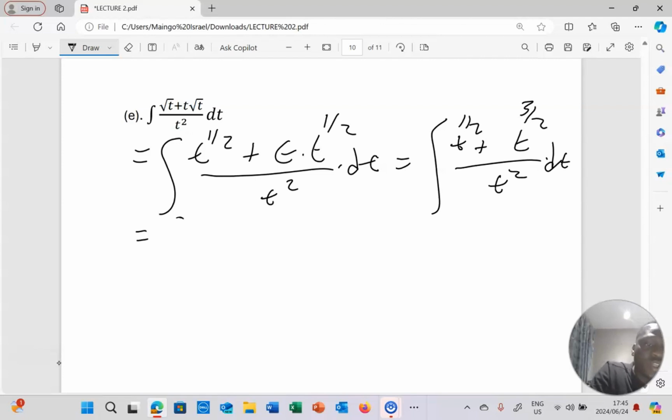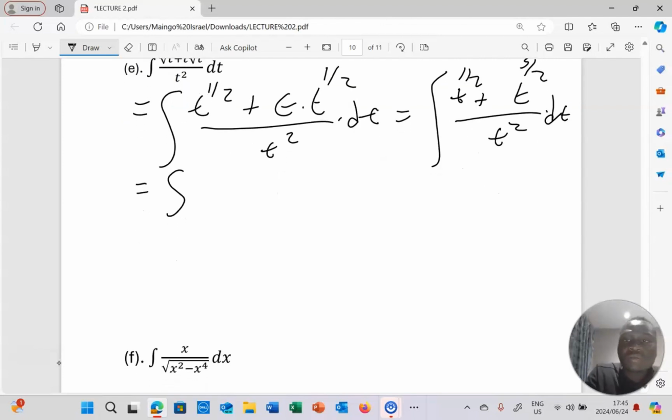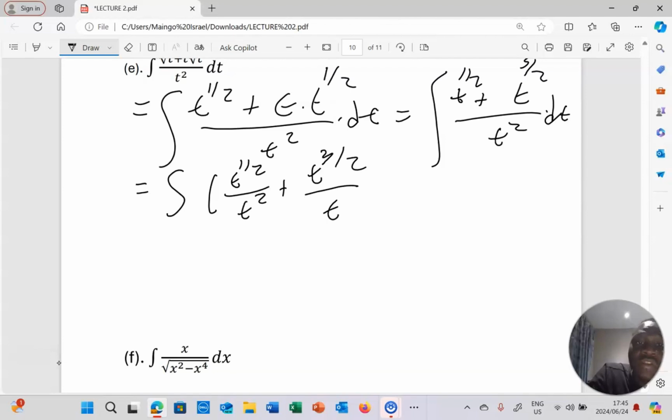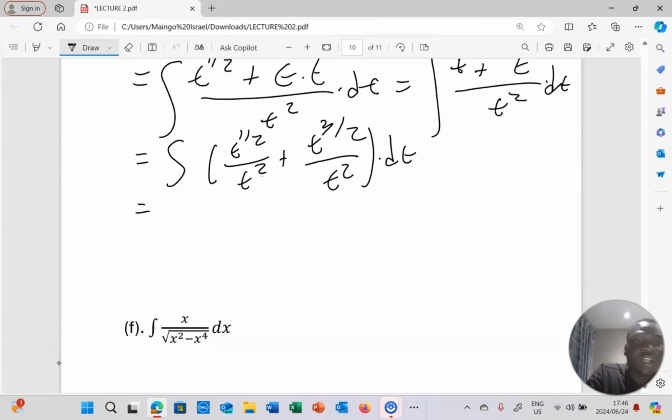So this will just be equal to the integral. Then we divide each term in the numerator by t to the power 2: t^(1/2) divided by t^2, plus t^(3/2) divided by t^2, dt.